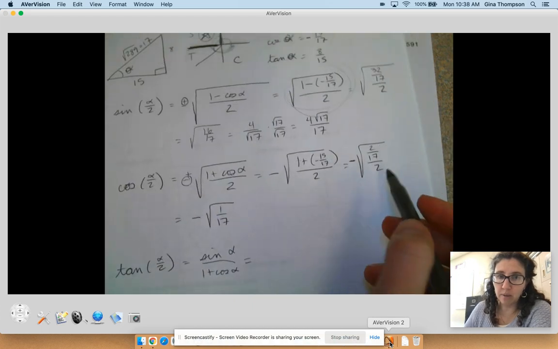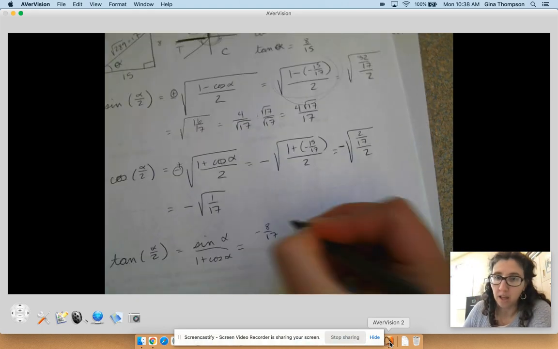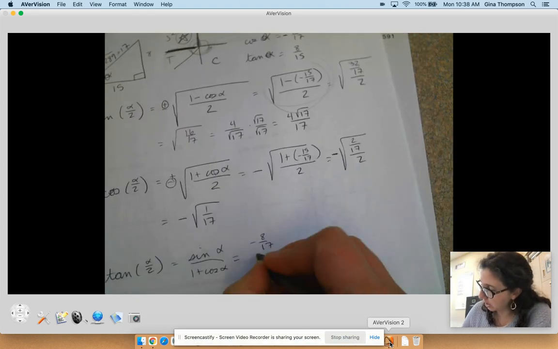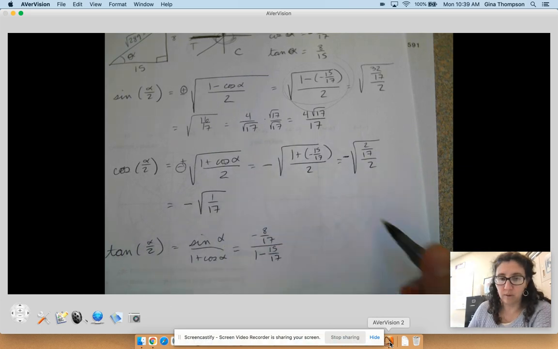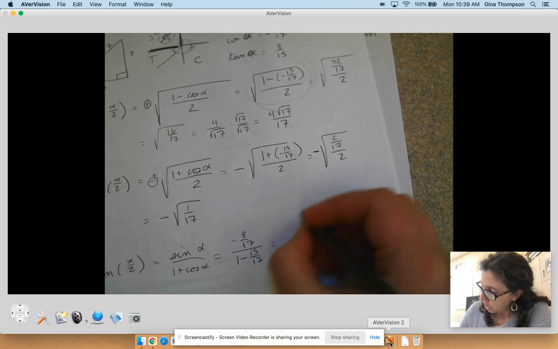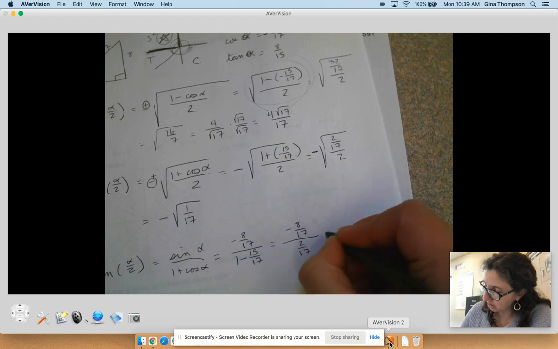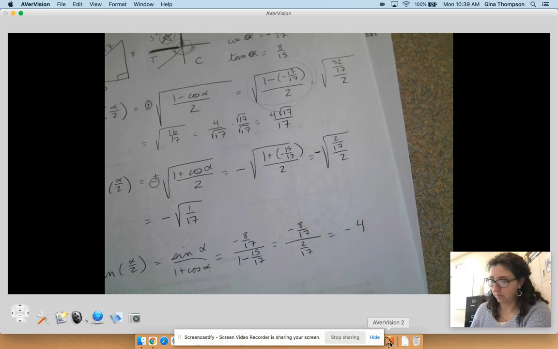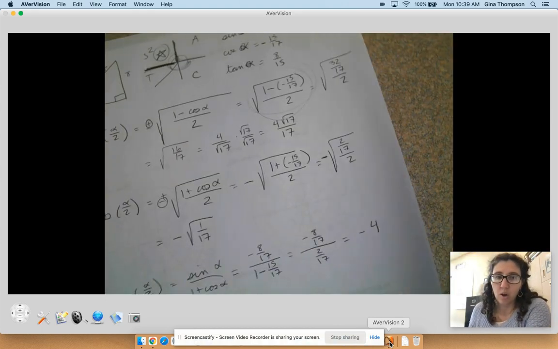Okay, so let's go back up here. Our sine of alpha is negative 8/17. And our cosine of alpha, we're going to have over 1 minus 15 over 17. In this case, we don't have to choose because these signs will take care of themselves. We don't have a square root. All right, so this is going to be over 2/17. So this is going to be negative 4. Is that right? Let me look at the answer. Yes, right.